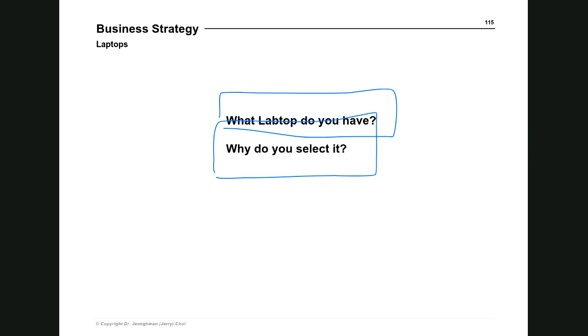And personally, I have two laptops. One is a MacBook Pro 15, and now I am using the Asus VivoBook for my teaching. Why? What is the reason? Why did you choose that?